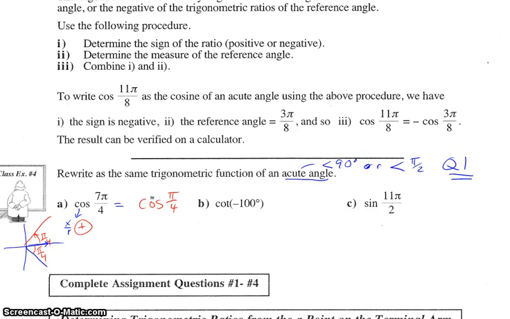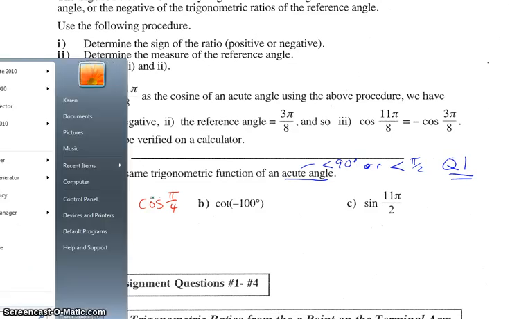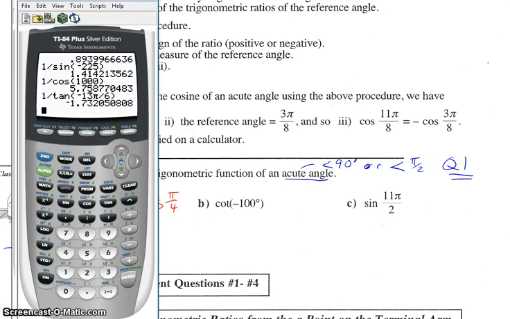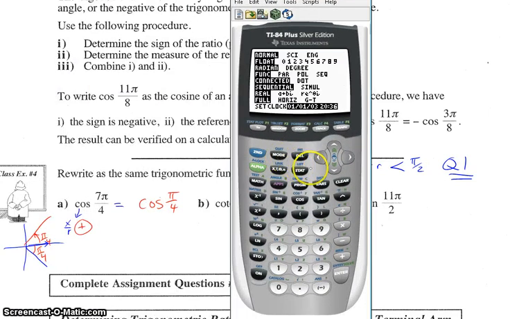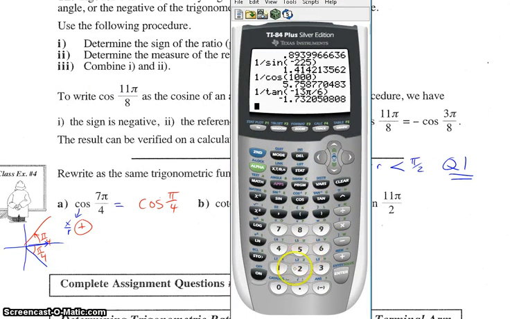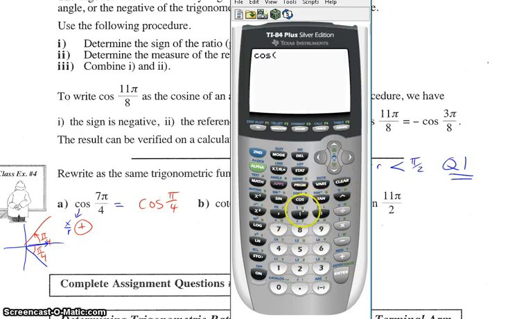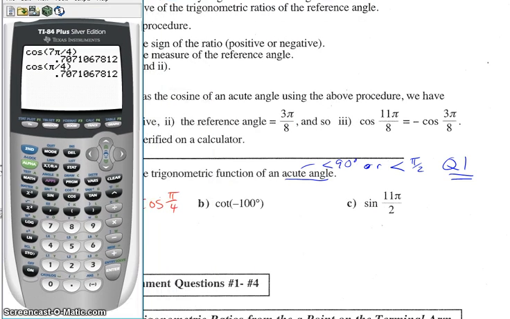All right, now we can test that on the calculator. What we can do is bring up the calculator and make sure we're in radian mode. Yes, we are. And just simply go cos of 7 pi over 4. See what that equals, and then go cos of pi over 4. And we get the same answer, exactly. So we know we've done that one correctly. Cos of 7 pi over 4 equals cos of pi over 4. Okay, let's try the next one here.